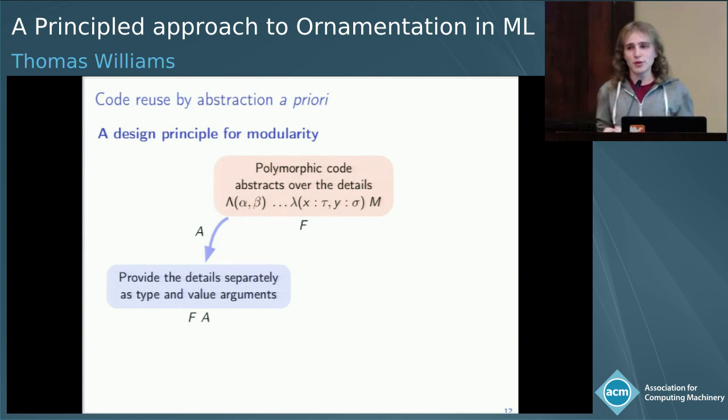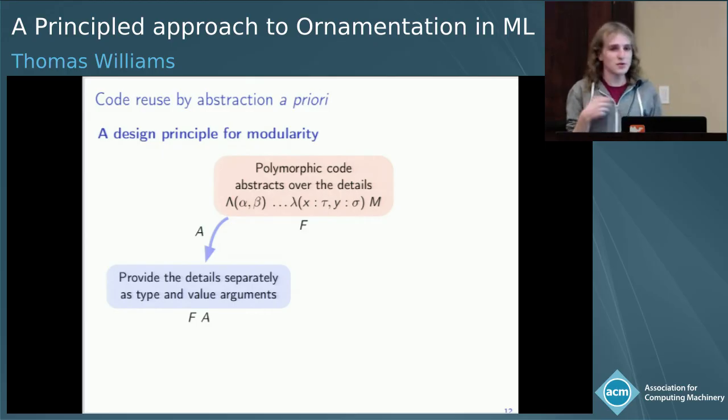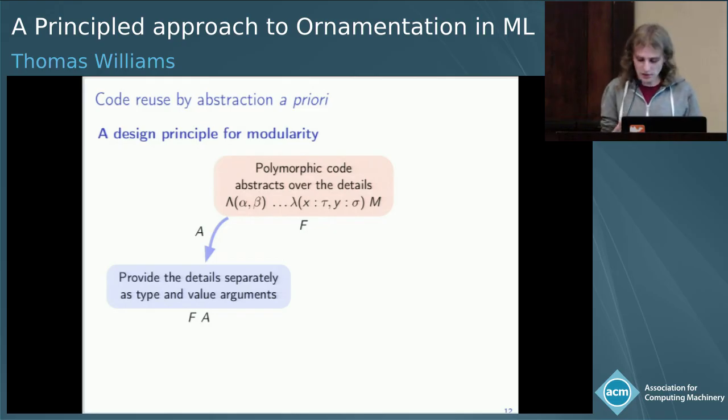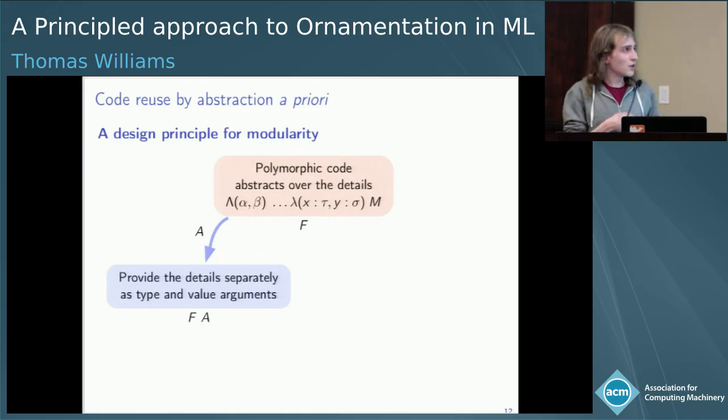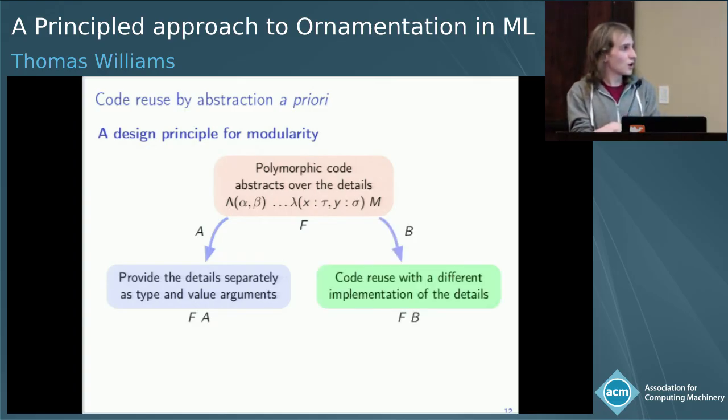The idea is if we want to write code that works on many data types, we can start by writing polymorphic code that abstracts over the details, and then we can provide an implementation. For example, we do this with functors typically. So we give type and value arguments. Good thing about this is that if we want another implementation, we can just pass the new arguments. So we obtain a new code with different implementation details.